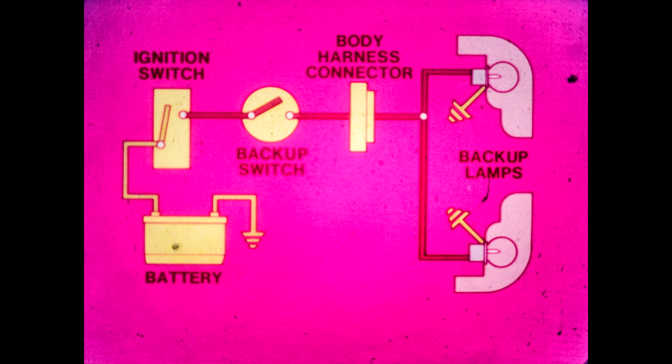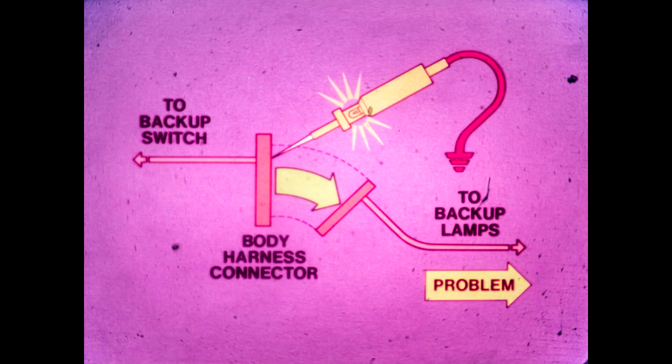All you need to do is put the car in reverse, turn on the ignition, go to the body harness connector, and test the brown wire connection with a test lamp. The test lamp should light. If it does, you know the circuit from the battery to the body harness connector is good. The problem has to be on the backup lamp side of the connector. Start there and trace down your problem.